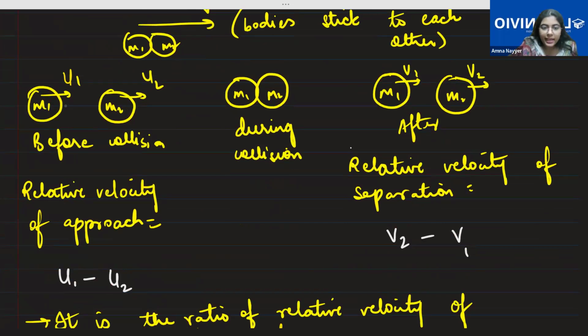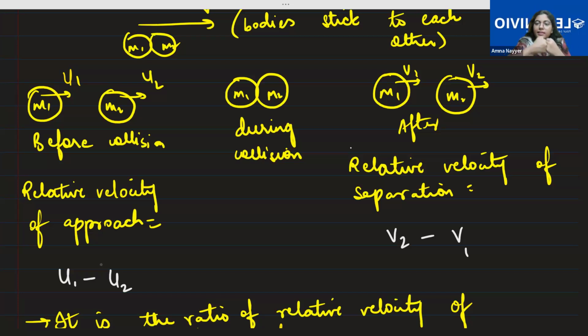u1 is greater in this case. The reason I told you was, if u1 is not greater, the body which is lagging behind will not be able to overcome this and will not be able to collide. That's why this is u1 minus u2, because this velocity has to be greater. This is known as relative velocity of approach.